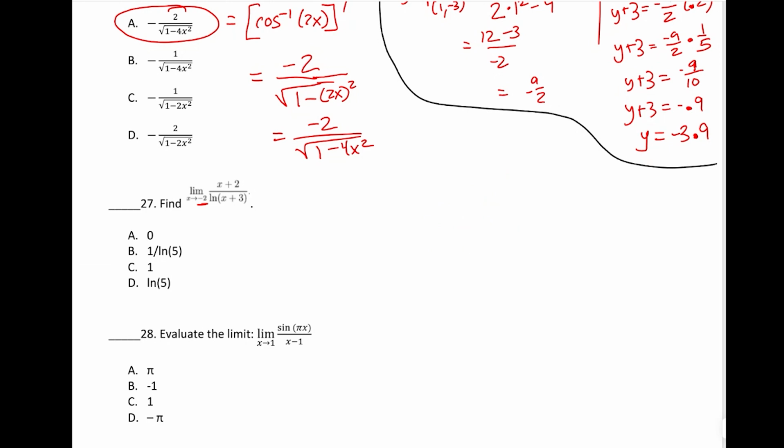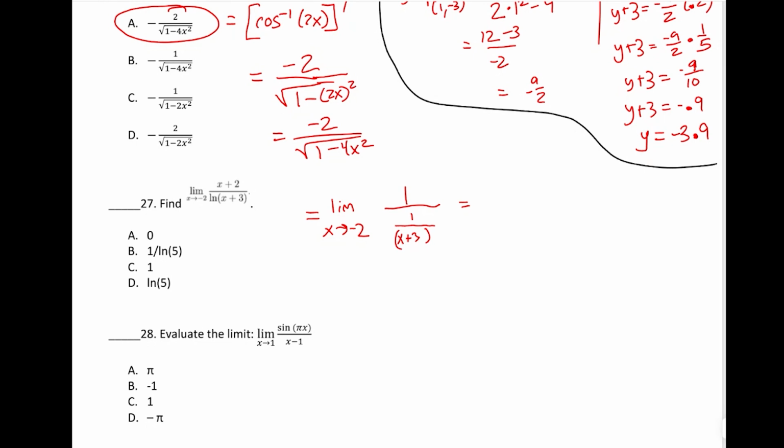You do have to check, though. It's sort of like a weird little thing here where you have to check and make sure that you can actually use L'Hopital's rule, but that is what we're going to do. We're going to use L'Hopital's rule on this one. So it'll equal the limit as x approaches -2 of the derivative of the numerator divided by the derivative of the denominator. The derivative of the numerator is simply 1. The denominator is going to be 1 over x plus 3 times the derivative of x plus 3, which is just 1, so I can kind of ignore that.